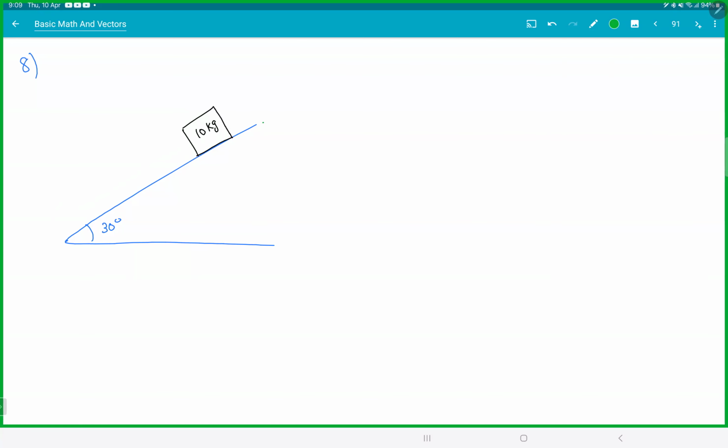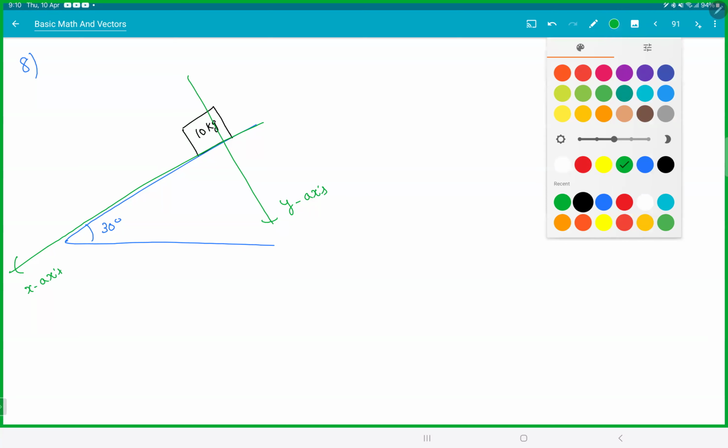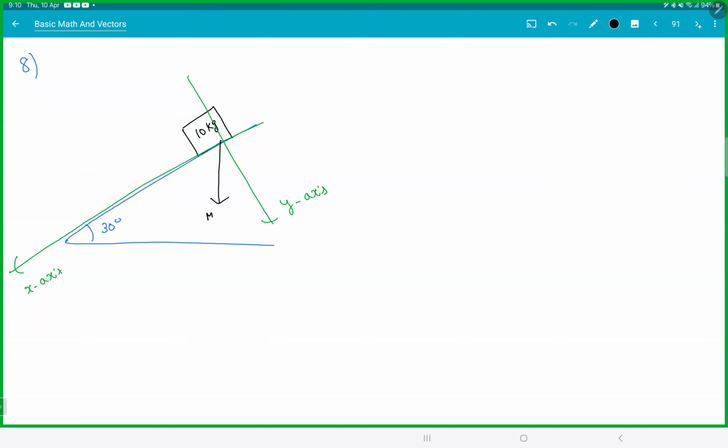So for these kinds of questions, we choose this as the x-axis and this as the y-axis. Like I said, you can choose any line as the x-axis and any line as the y-axis. They just must be perpendicular. And we have the weight vector mg here, which is 100, taking g as 10. So can you resolve the weight vector along the x and y-axis? X is along the incline, y is perpendicular to the incline. Simple one.